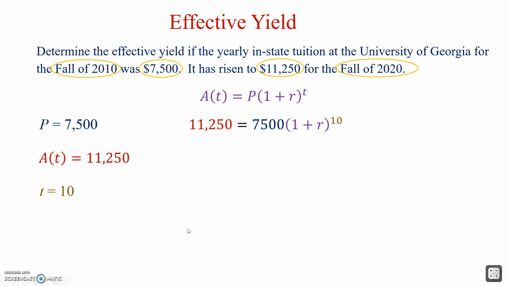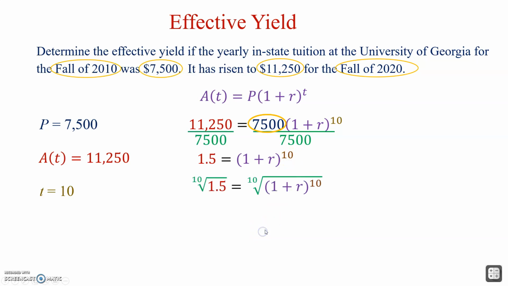So again, substitute everything into the formula. There's the amount after time is passed. There's the original amount. Time to get rid of that 7,500 by dividing 7,500 on both sides. Left side, 1.5. Time to remove this exponent, so we'll take the 10th root on both sides. Left side, we get the 10th root of 1.5, and we're just left with the 1 plus r. Just like the other instances, simply subtract 1 on both sides, and this is what's going into the calculator.